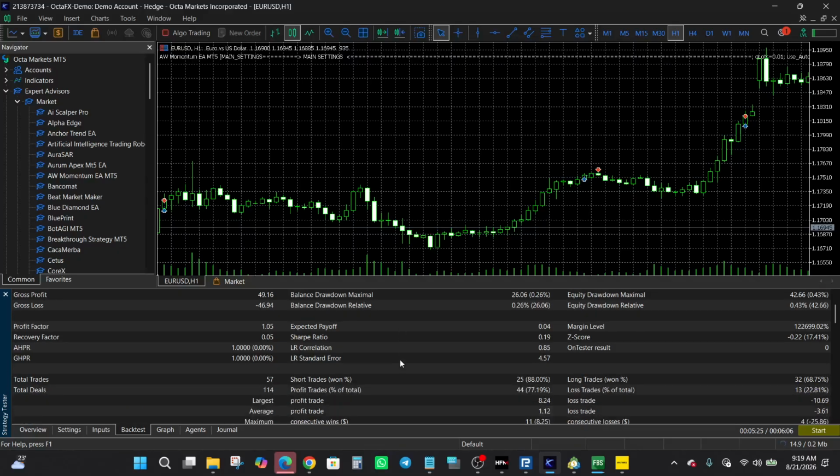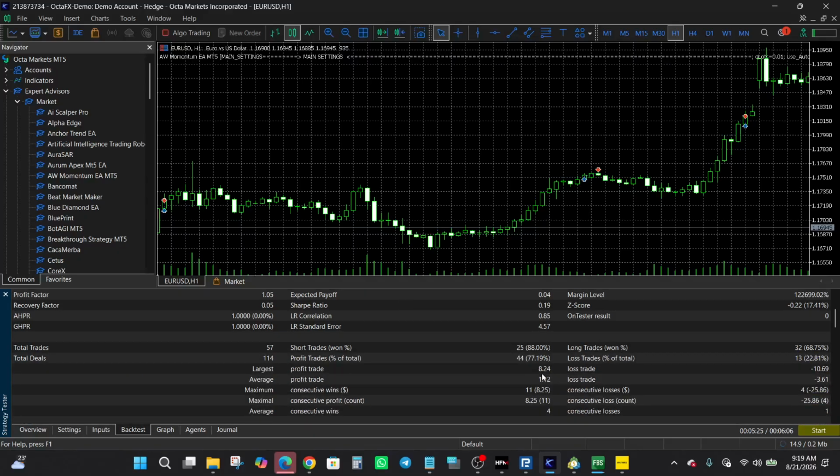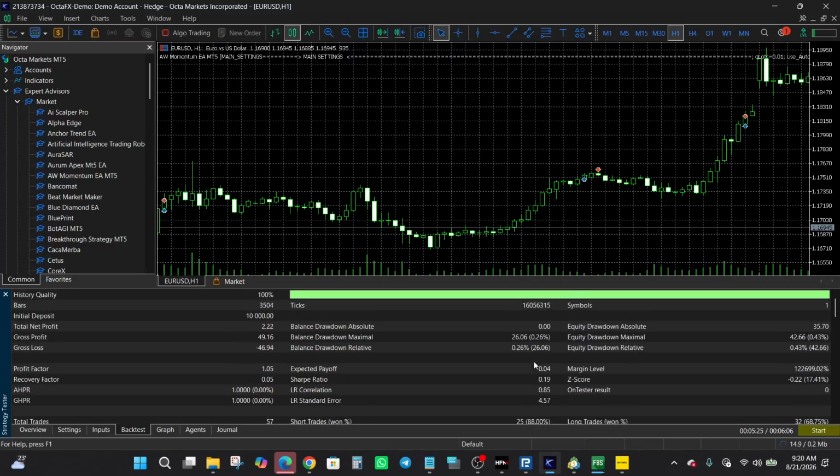Let us see. The largest profit was $8.24. The largest loss was $10.69. Average profit was $1.12. Average loss was $3.61. This tells me that the average risk to reward ratio is very bad. The average loss is a little bit above 3 times the average profit. So despite a win rate of 77%, the risk to reward ratio was so poor that it is part of the reason why the expected profit was cut down.